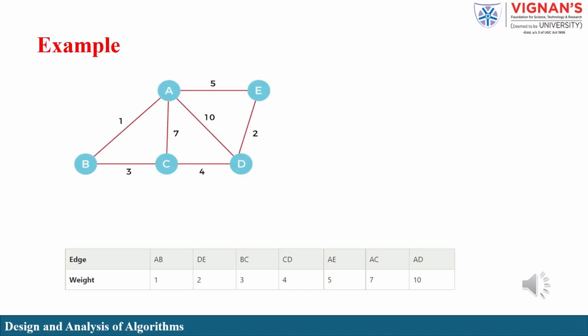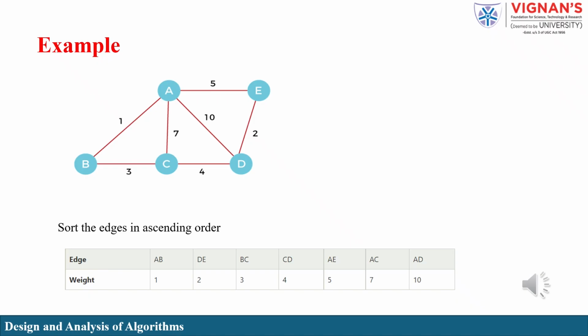Consider the given weighted graph with vertices A, B, C, D, and E. First, sort all the edges in ascending order of their weights: AB 1, DE 2, BC 3, CD 4, AE 5, AC 7, AD 10. Now start selecting edges one by one.